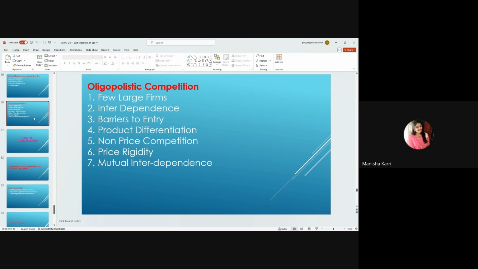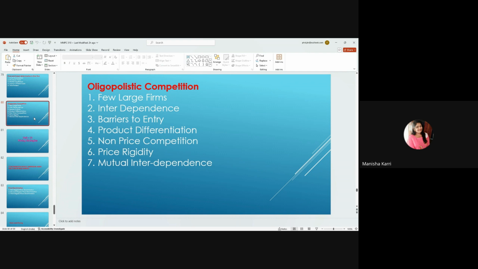Product differentiation. Firms may engage in product differentiation to distinguish their products from those of their competitors. This can take the form of branding, advertising, or unique products, etc. Non-price competition means competition in oligopolistic markets often extends beyond price to include other factors such as product quality, services, customer services, etc. Price rigidity means prices in oligopolistic markets tend to be relatively stable due to the interdependence of firms and the desire to avoid price wars.